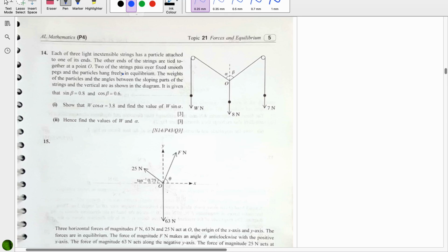So the concept is the same. Whenever you have the bead, whichever vertex we'll be solving, we resolve only that point.